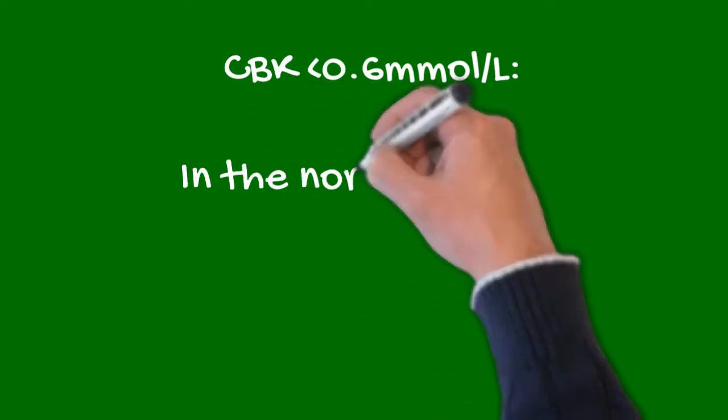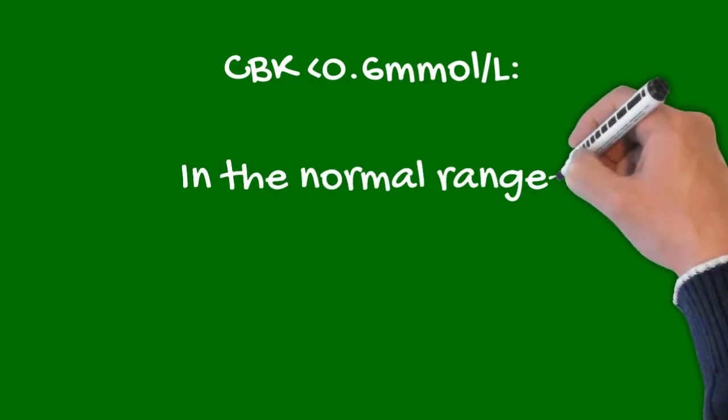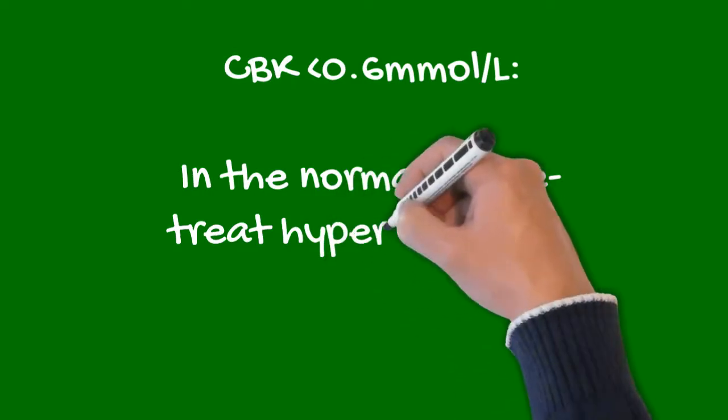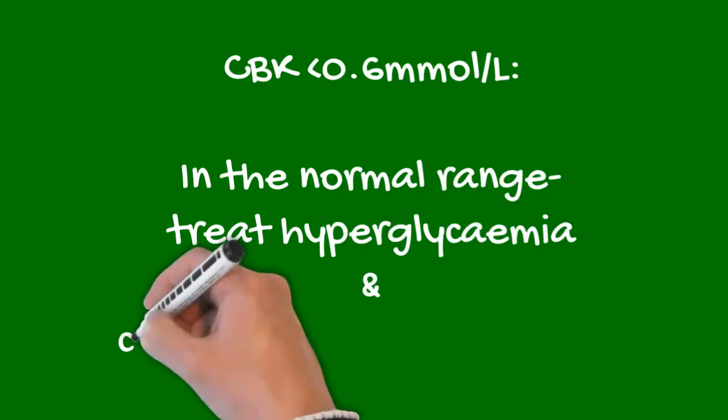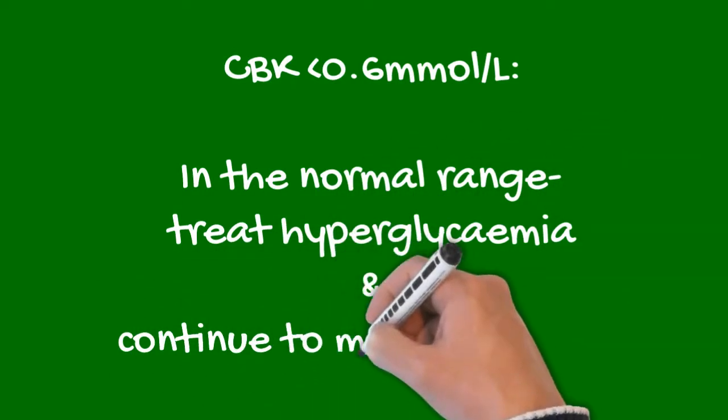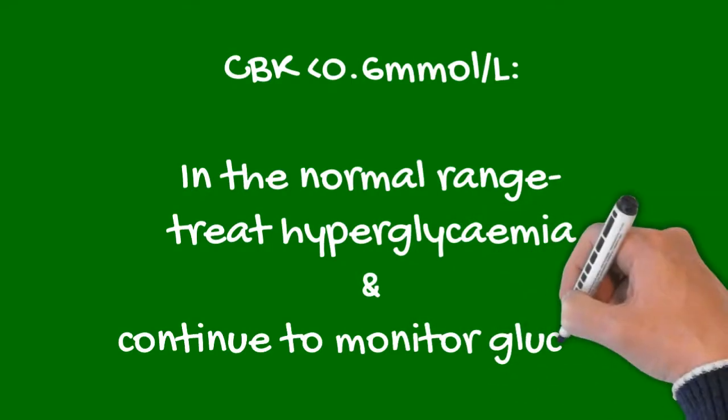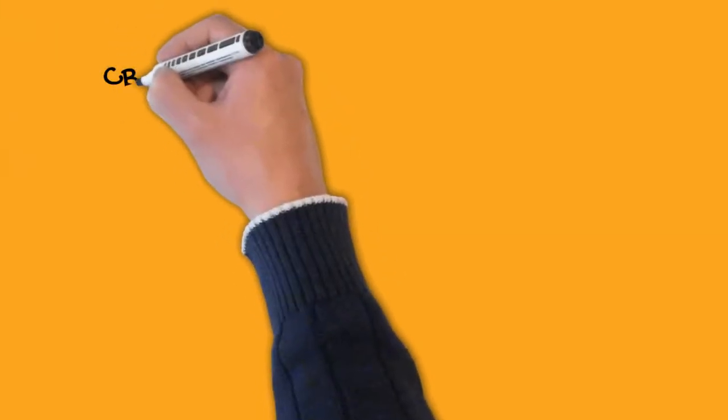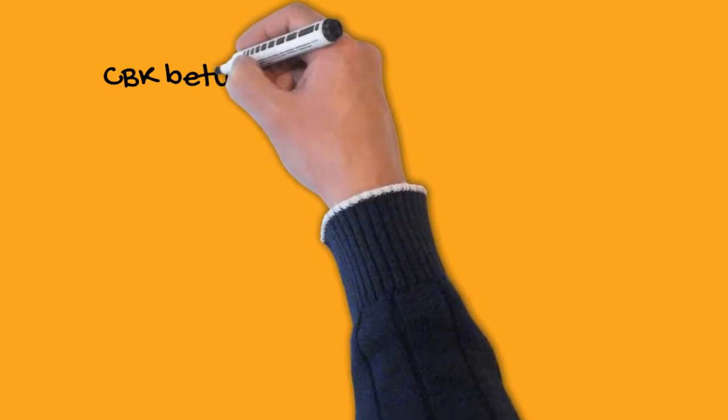Not all levels of ketones are worrying, so you need to know which levels are significant. A capillary blood ketone below 0.6 millimoles per liter is considered normal. All you need to do is to treat hyperglycemia and ensure the regular diabetes medications are taken.